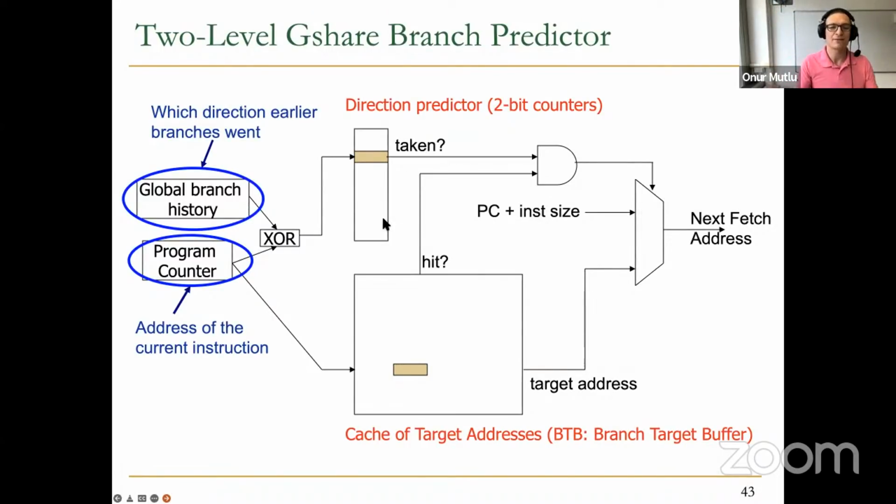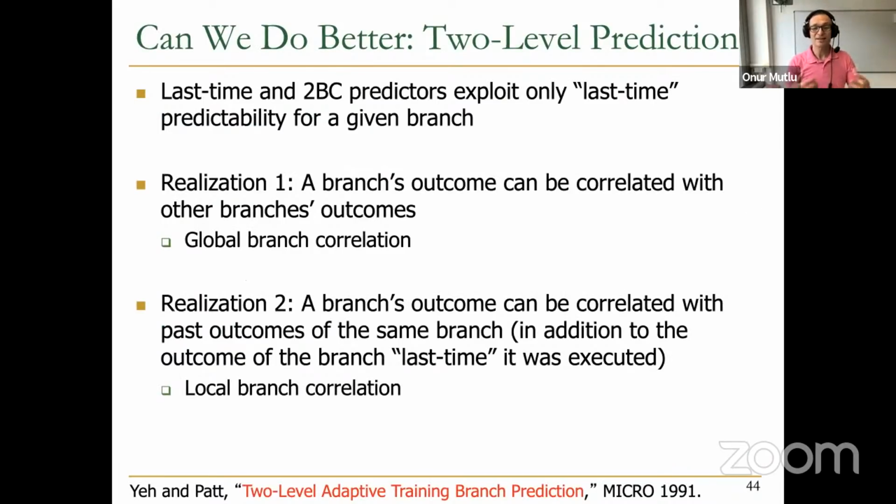So just to give you an idea, if your global history register is 16 bits, your direction prediction can be 2 to the 16 entries. Each of them can be 2-bit counters. If your global branch history is, let's say, 24 bits, your direction prediction can be 2 to the 24 entries, right? Better utilizing those entries could be useful. Okay, so that was the global branch correlation.